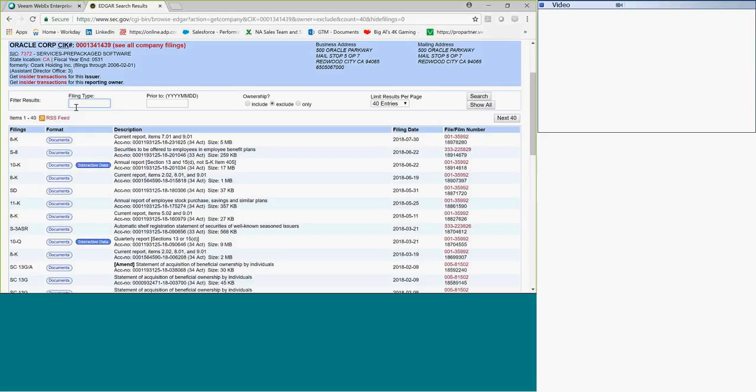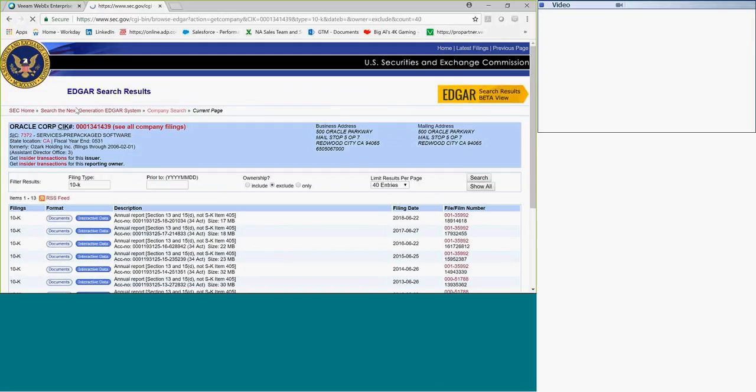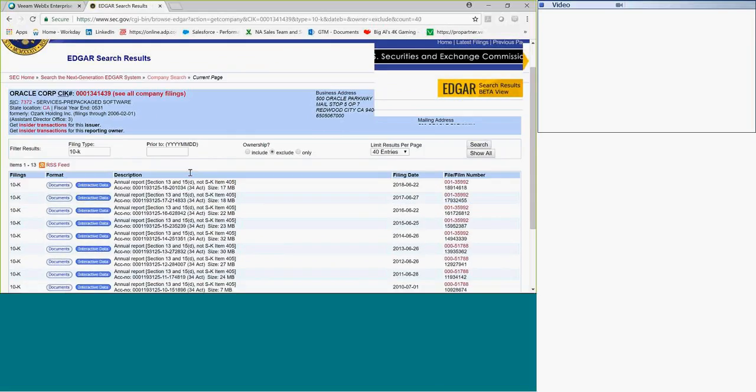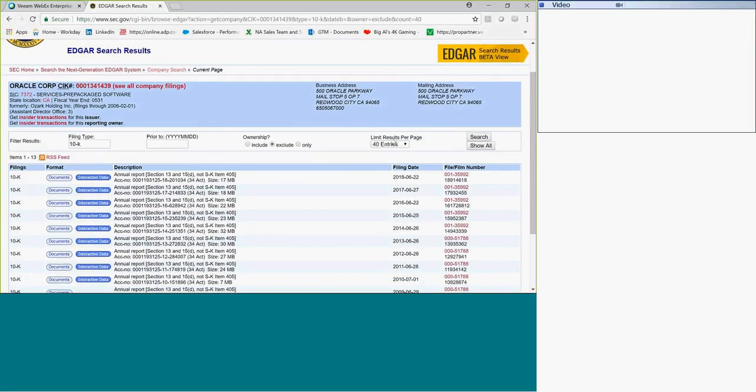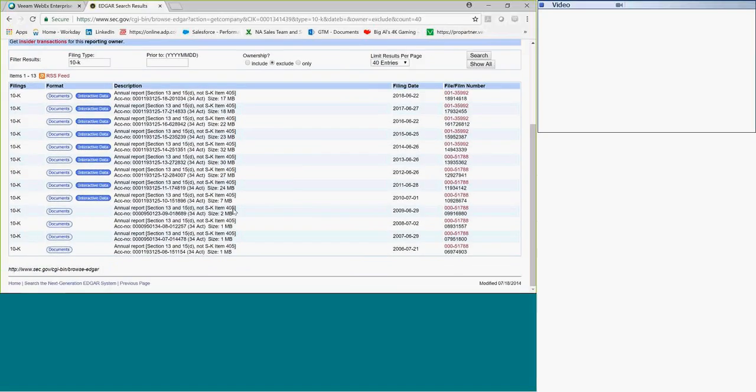So then, I would go to the filing type, and I can type in the filing that I'm looking for. So now, let's type in 10K. Let's press enter. So you see, the 10K filings going back to 2006 are here.